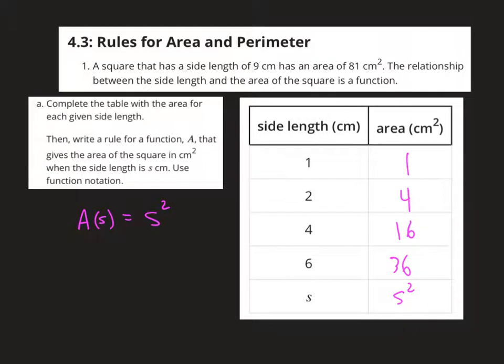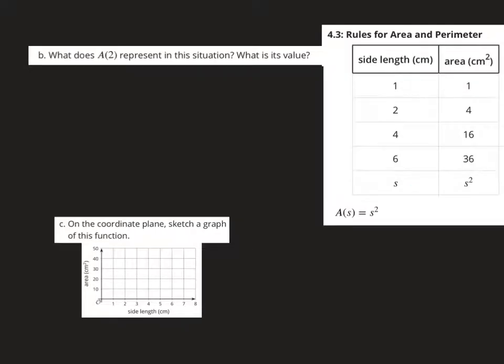Again, remember, if I'm going too quick, just press pause and you can catch yourself up. So part B is a two-part question. Part 1 says, what does A of 2 represent in this situation?